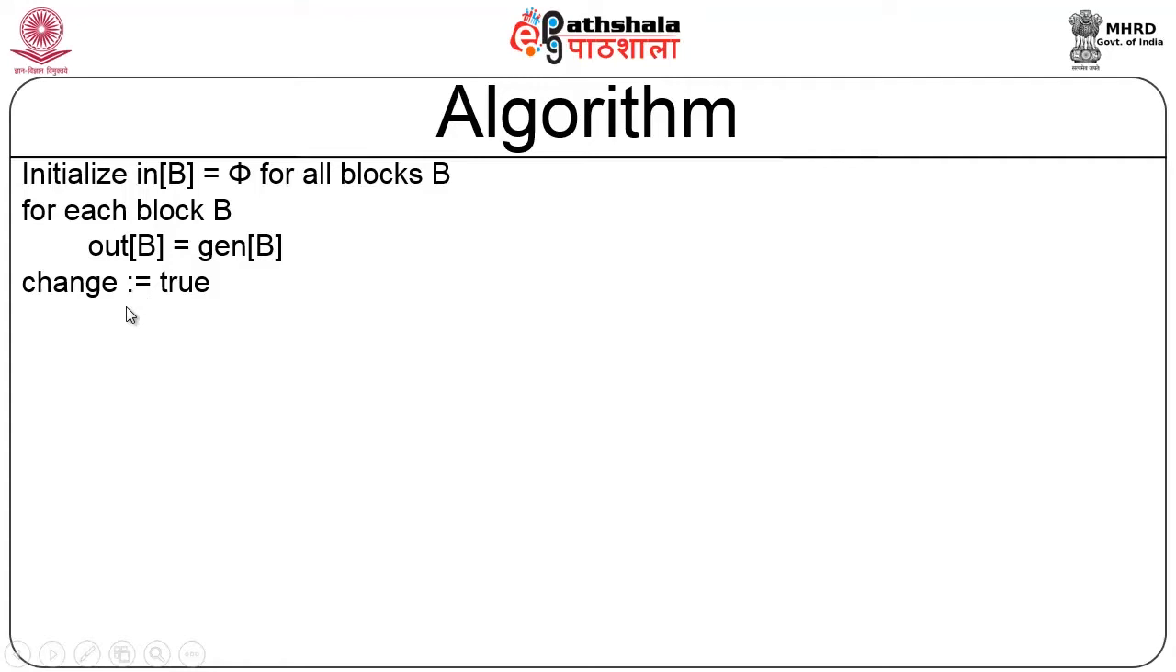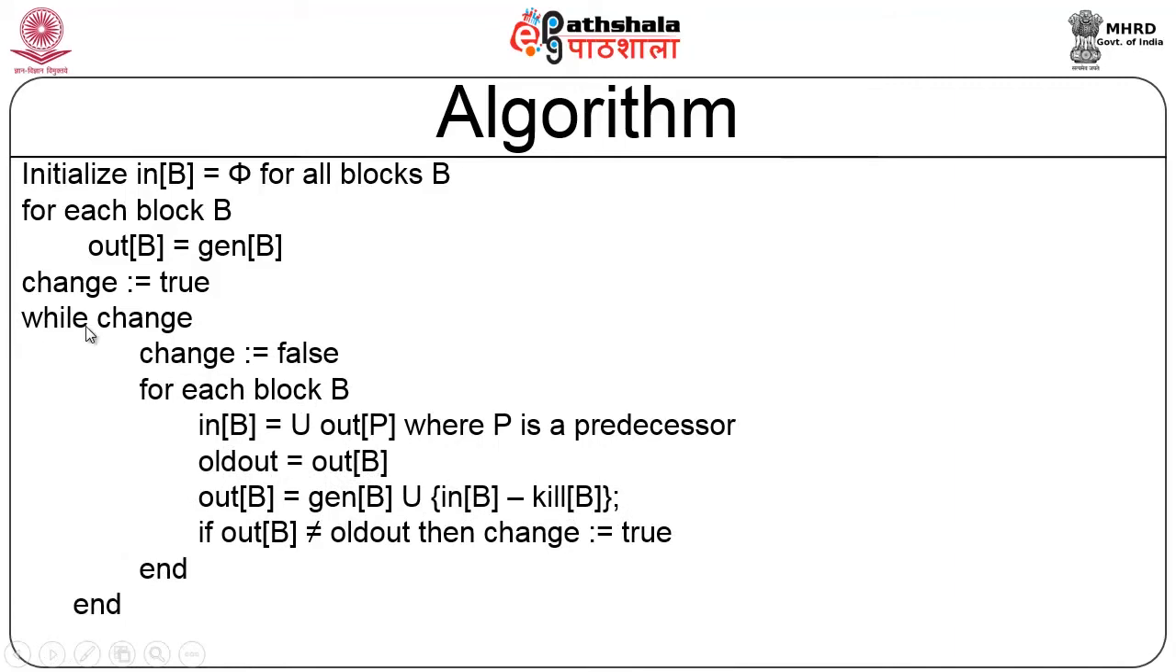Now you are going to use a flag variable which is called change, and you assume it is going to be true. Now what do you do? While change, that is, as long as this parameter is true, you will reset it to false here. Now for every block B, you compute in of B is equal to union of out of P, where P is a predecessor block, and you assign old out is equal to out of B. Based on the assumption that out of B is gen union in minus kill, you have computed in here, right. This in minus kill is already supplied, gen is also already supplied, you will compute a new out.